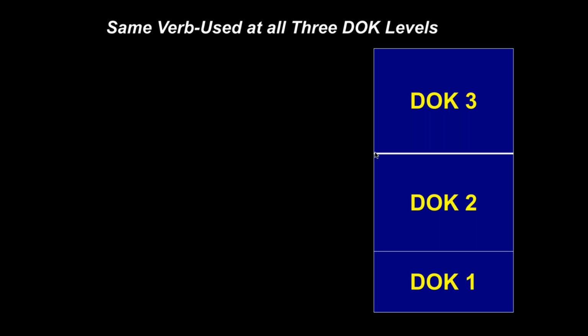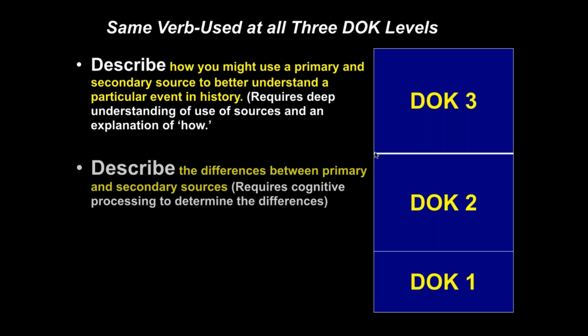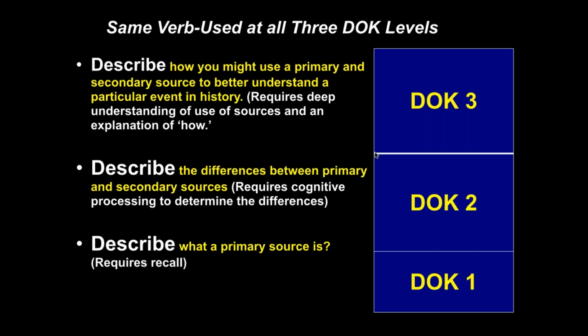And just one other example why we're not going to just use taxonomy, not just use Bloom's. Three quick examples here. Take the verb describe. Describe a primary source. That's DOK 1, one right answer. Describe the differences between primary and secondary sources. That requires more cognitive processing. There are differences. There's still one right answer, but I'm going to have to justify it.